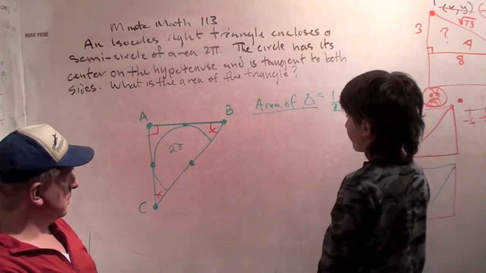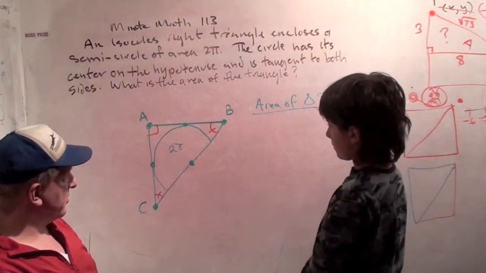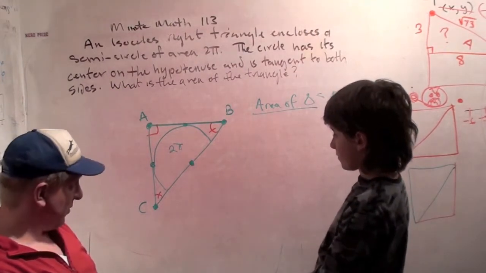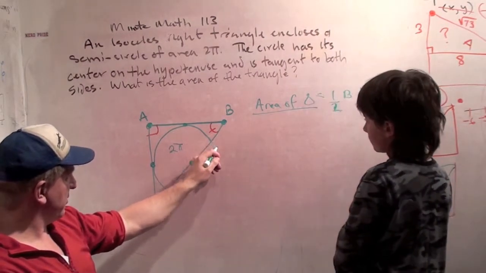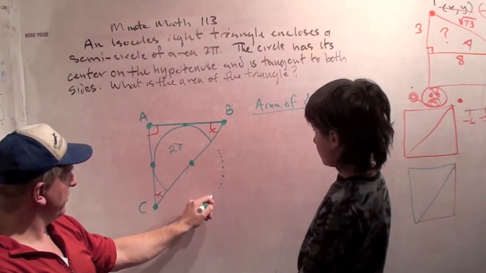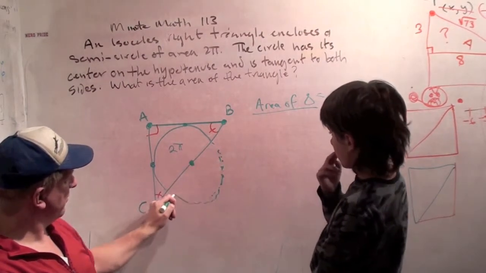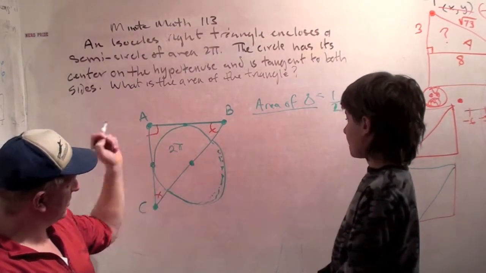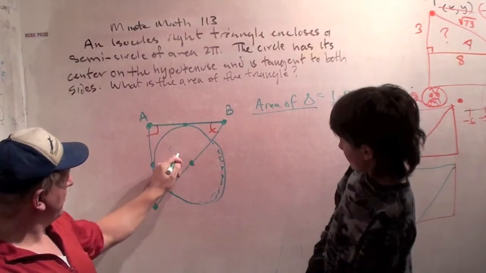Maybe the area of the entire circle. Okay, the area of the entire circle. So if we had a full circle, I can draw that. And if we had a full circle, what would the area of a full circle be? It's 4 pi. The area of the full circle would be 4 pi. Sorry, I didn't do a very good job of that circle. Looks like an egg. Okay, the area of the circle would be 4 pi.